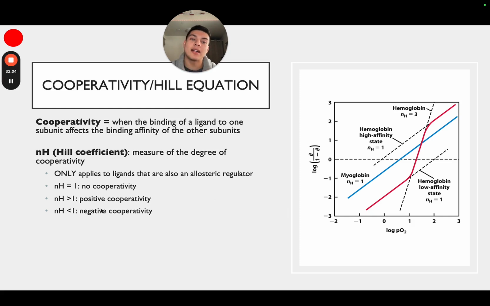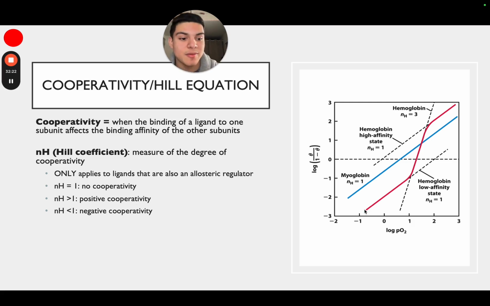And then for hemoglobin specifically, we see that if the nH is greater than 1, it has positive cooperativity, right? And if the nH is less than 1, it is negative cooperativity. So what positive just means is the more molecules bind, the higher the affinity increases. And negative cooperativity is the more the molecules bind or dissociate, the more it's going to want to dissociate.